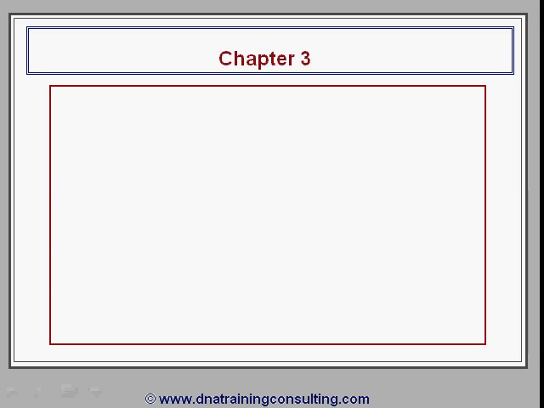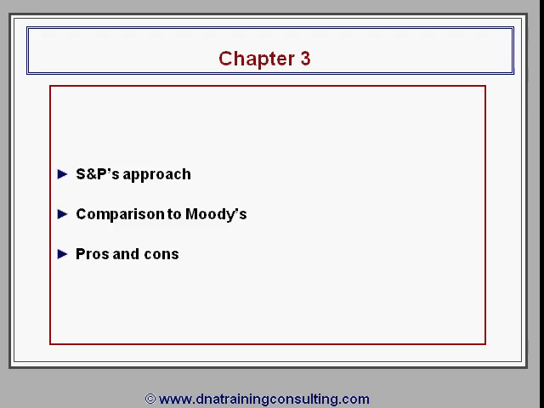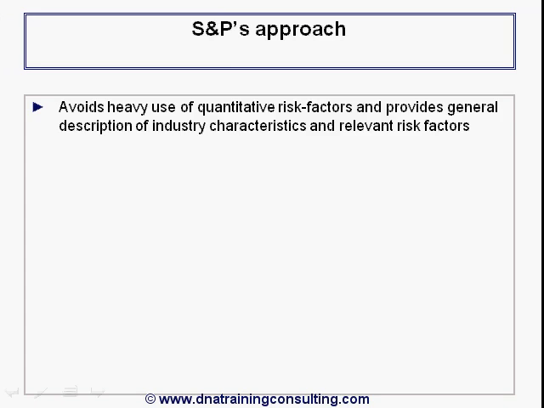This Chapter 3 describes S&P's approach to airline ratings, compares it to Moody's, and comments on the pros and cons of each. Unlike Moody's, S&P avoids the heavy use of quantitative risk factors and provides instead a general description of industry characteristics and risk considerations.